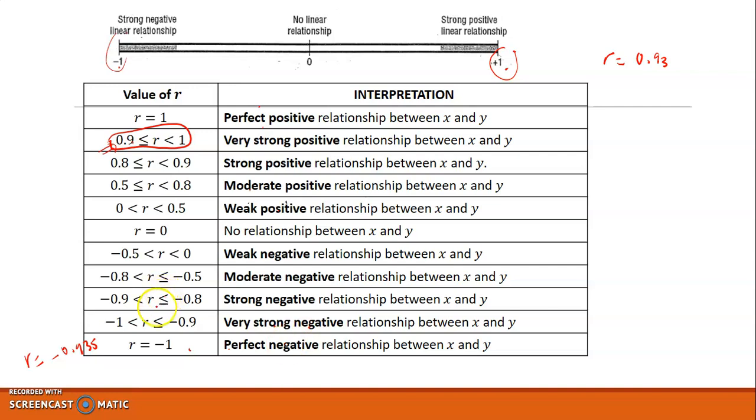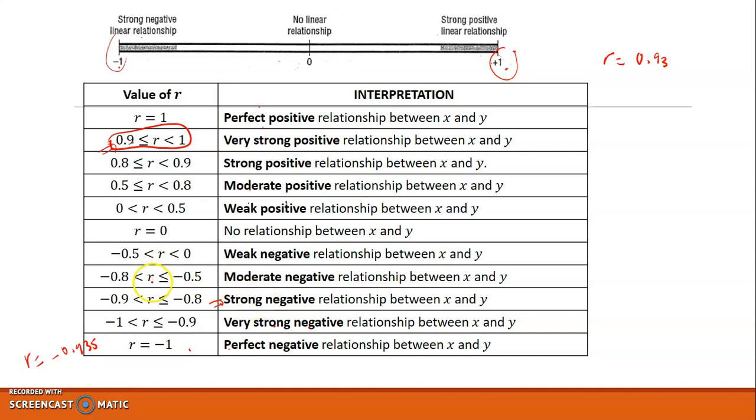Okay, next, when your R value is more than negative 0.9, but less than or equal to negative 0.8, this one is considered as strong negative.